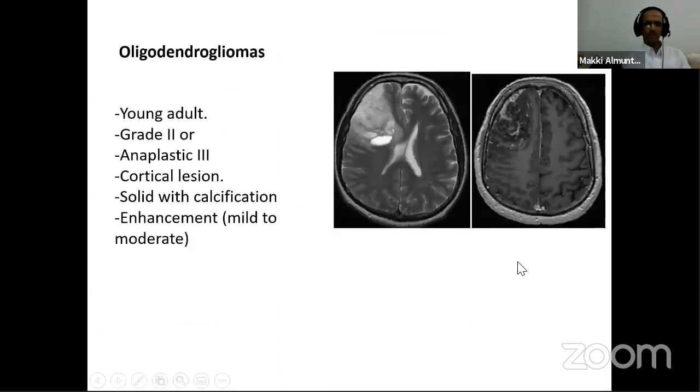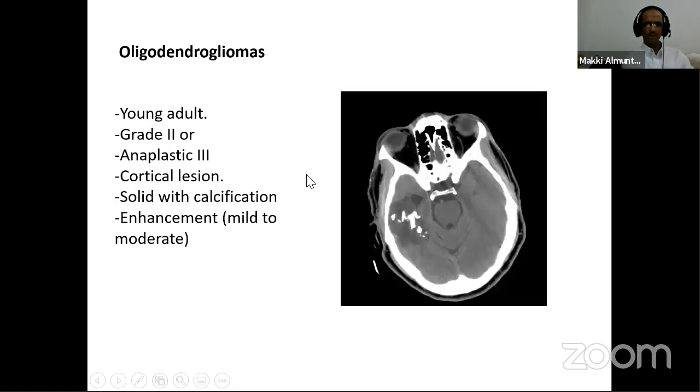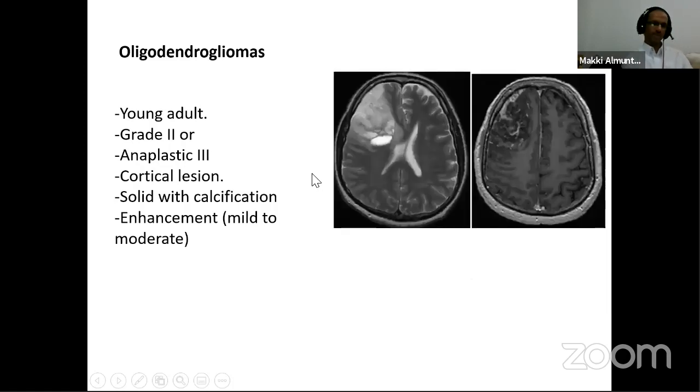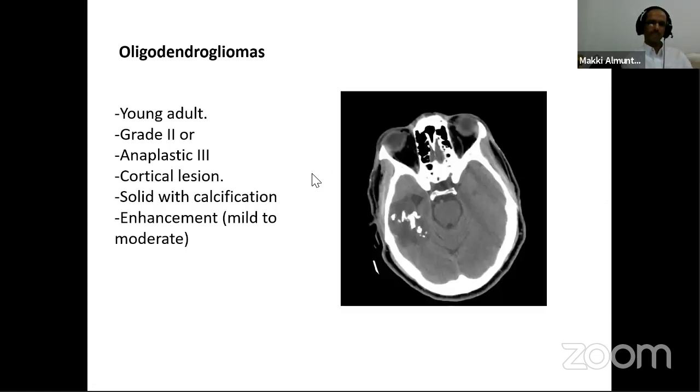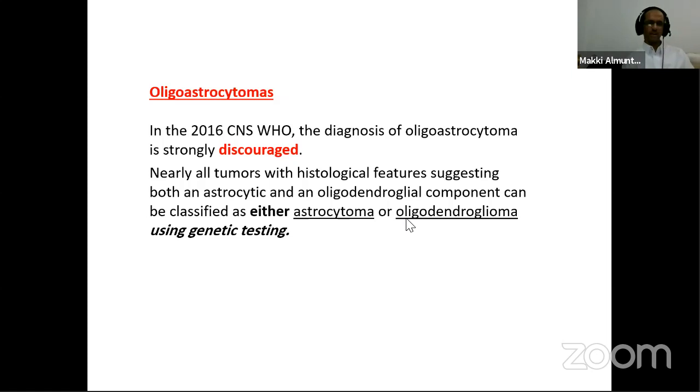And this is an example of oligodendroglioma, a large frontal lobe mass, predominantly cortical, all based in the cortex, and extending into the white matter. It shows heterogeneous enhancement. So it's either grade 2 or anaplastic grade 3. Another example of oligodendroglioma showing calcification, which is common in this entity. And as I mentioned, it's arising from oligodendrocyte. Oligoastrocytoma is discouraged, as I mentioned.